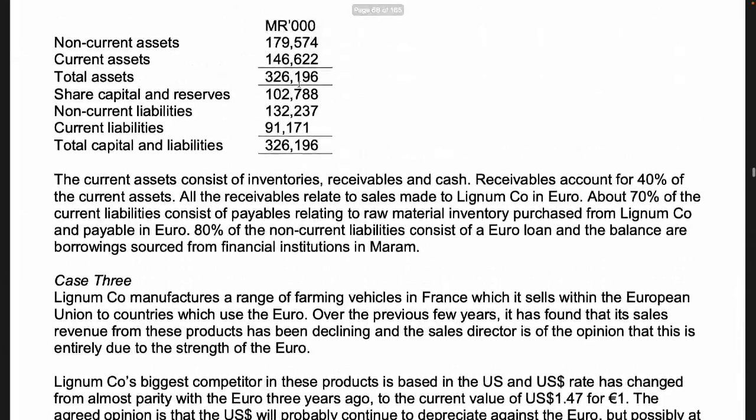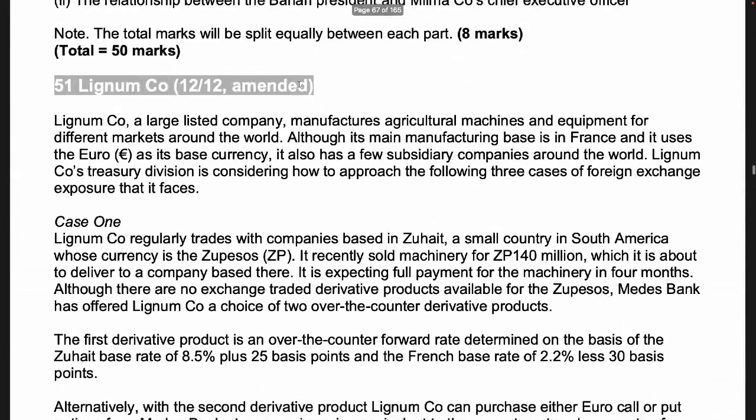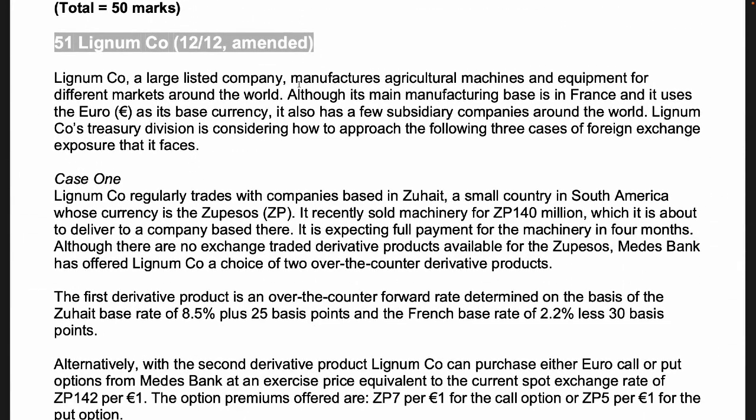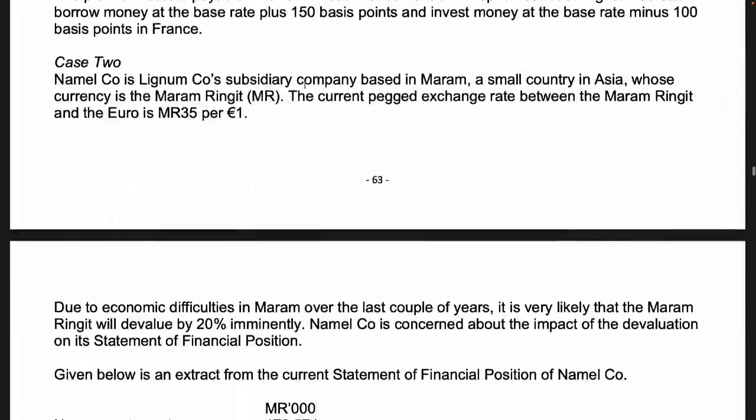Okay, we are looking at the Lignum case study. It is a good case study because it comes up for the exams. If question 1 is a hedging question, got it? Hedging question, you might get something like this. So let's go through the case study and see what it's supposed to do.